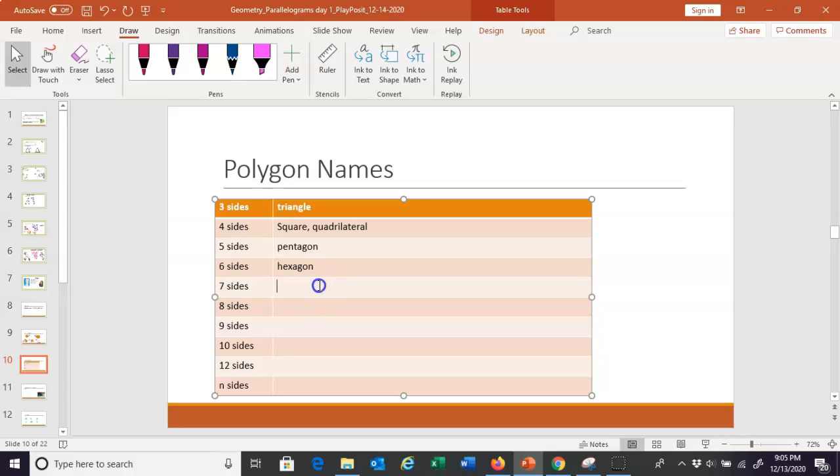So little tidbit there. A 7-sided shape is a heptagon. An 8-sided shape, always think of an octopus. It's an octagon. You can see most of these have gon on the end because they are polygons, many sides. Poly meaning many. 9 is a nonagon. That might be a new one for you. 10 is a decagon.